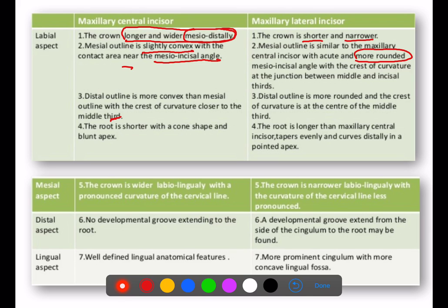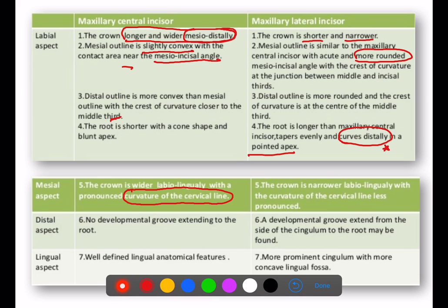The root is shorter with a cone-shaped and blunt apex in the central incisor, whereas the root is longer with a pointed apex and distally curved. So remember this important point. From the mesial aspect, you can see the crown is wider labiolingually with a pronounced curvature of the cervical line. I've told you the cervical line, which is seen on the mesial side, has a greater curvature than any other tooth on the mesial aspect.